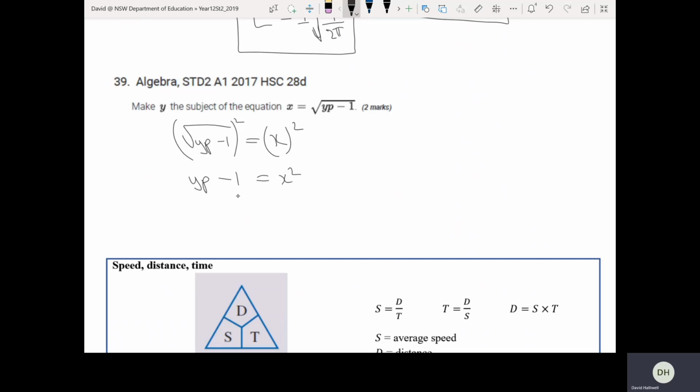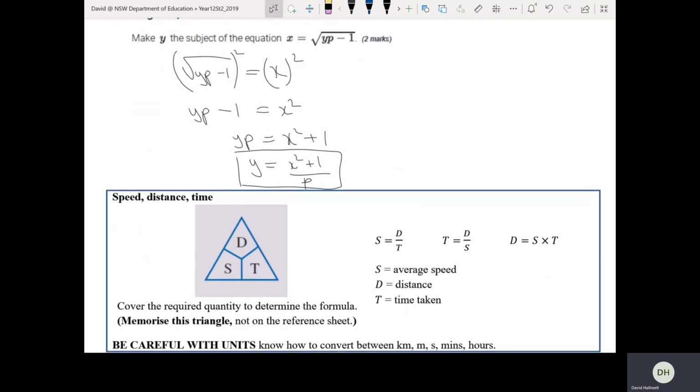Okay, so now I need to isolate y. I'm going to look at the thing further away from y on the same side, which is the minus 1, and I'm going to add 1 to both sides. Okay, so yp is going to be x squared plus 1. And last step, to make y the subject, I need to remove this p from the left. It's timed, so we divide. And to divide, we write over. So there's y as the subject, x squared plus 1 over p. You can write that if you want as 1 plus x squared over p, same thing.